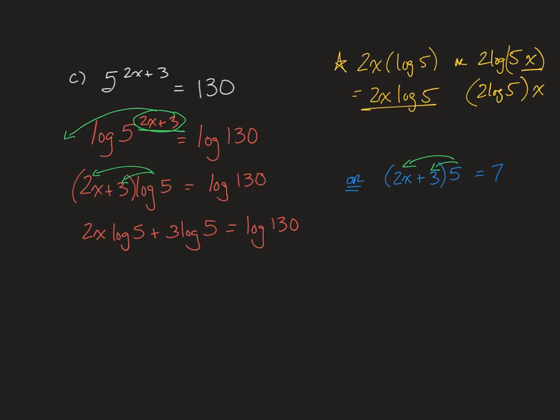Okay, if I take my blue equation, I now got down to 2x times 5. I know that's horrible form, but we want to see it. Plus 3 times 5 equals 7.